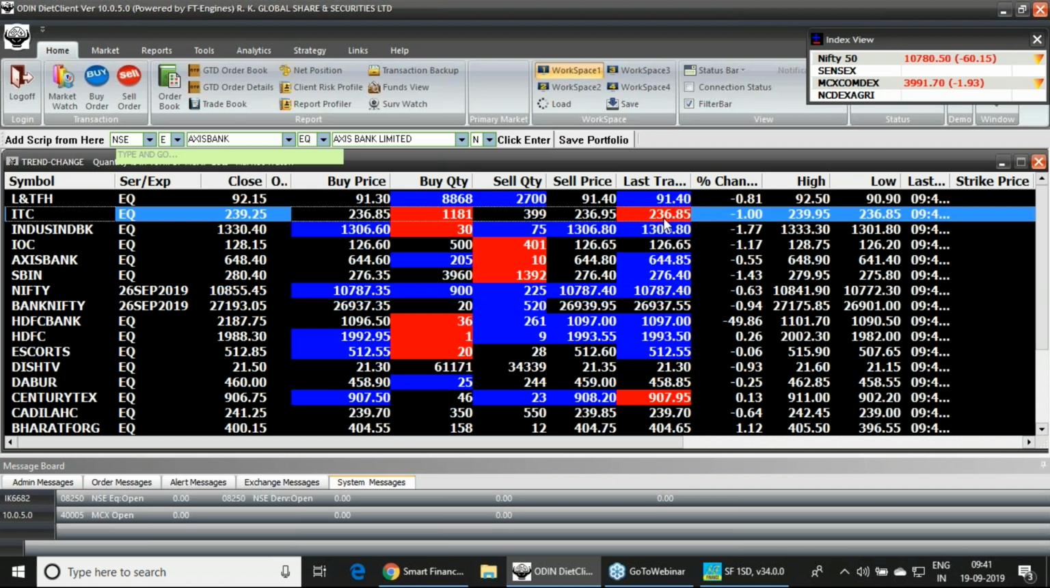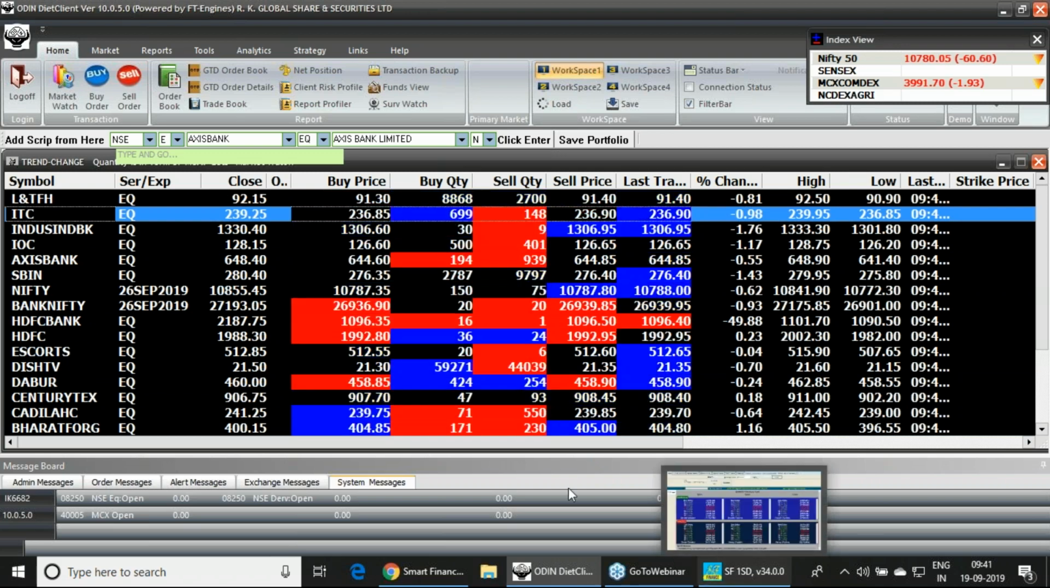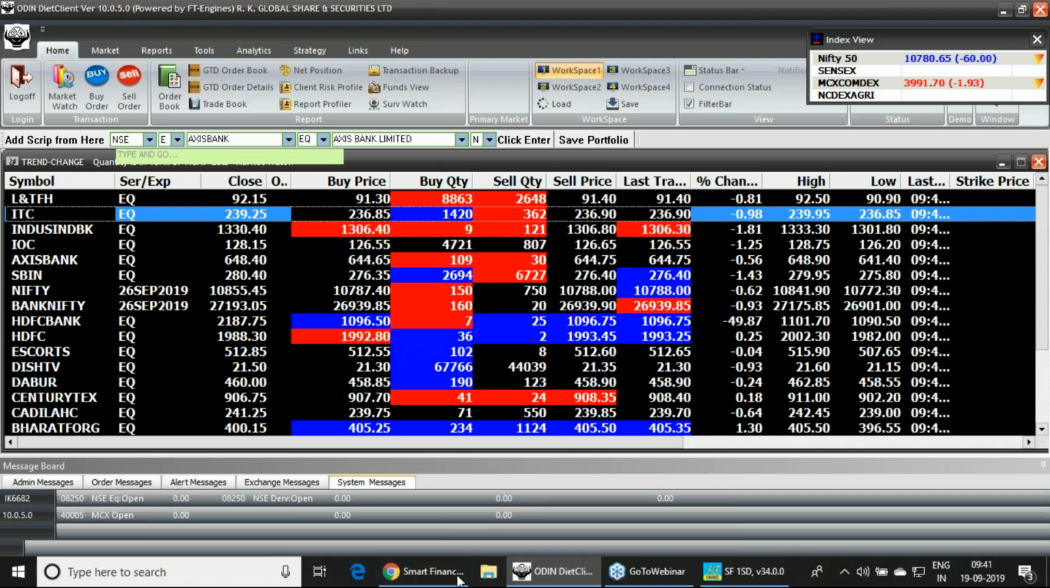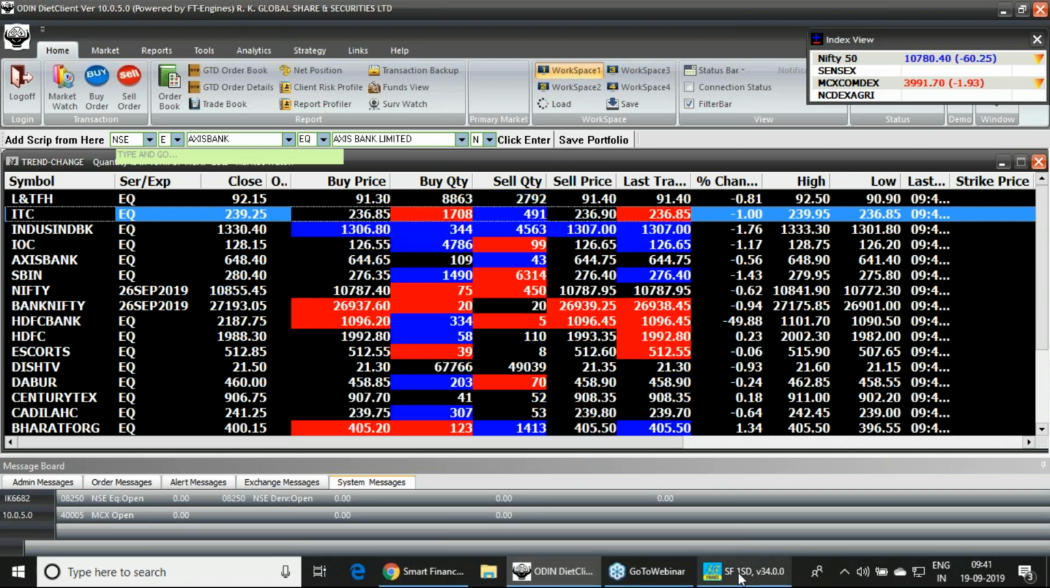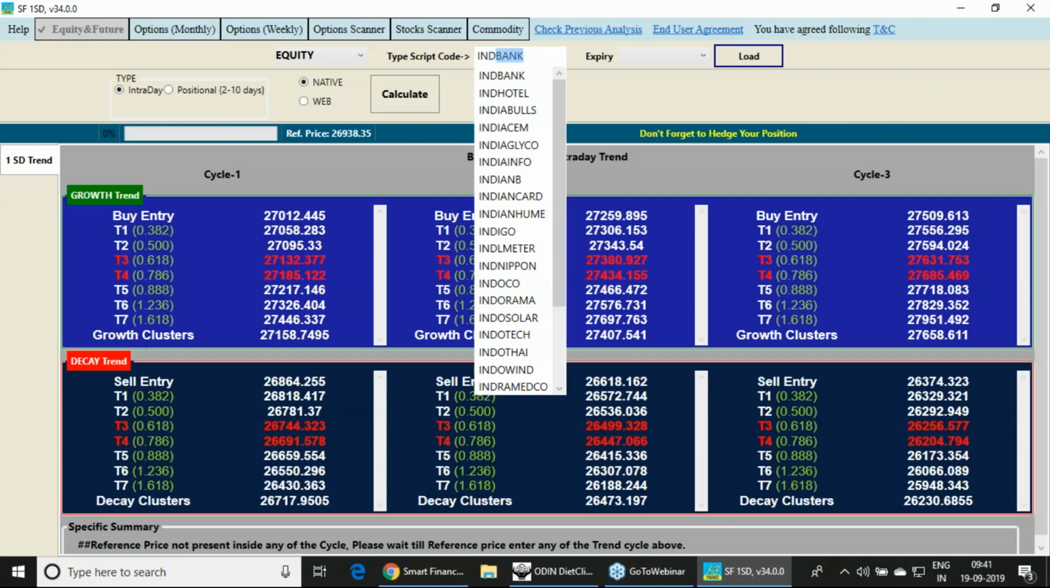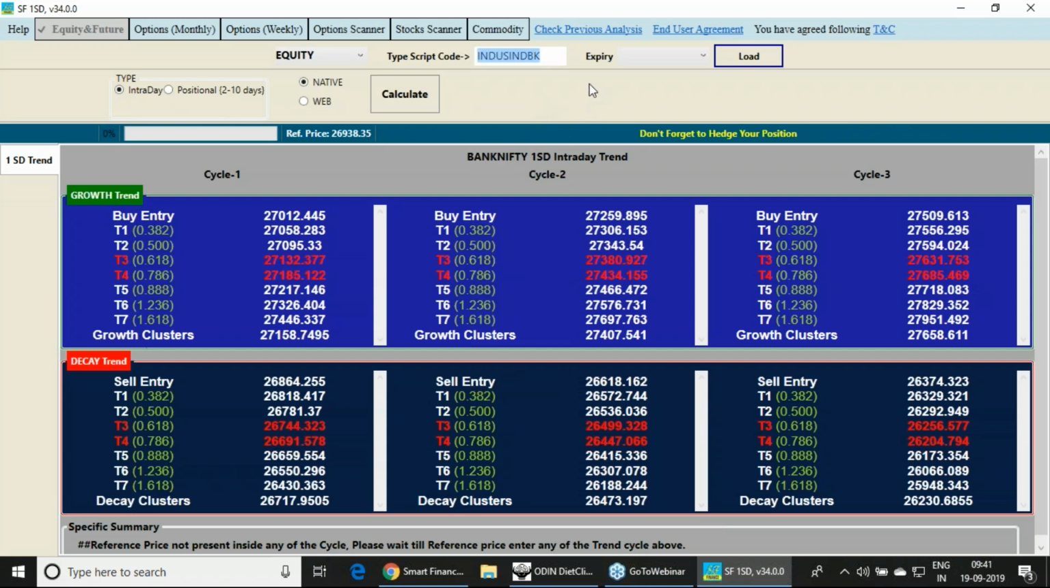I'll be going for the ITC. I will be going for IOC. I will be going for the HDFC. First, banking is there. So IndusInd Bank also you can go for that. IndusInd Bank gives a good result. So here I'll be going for the calculation of IndusInd Bank.